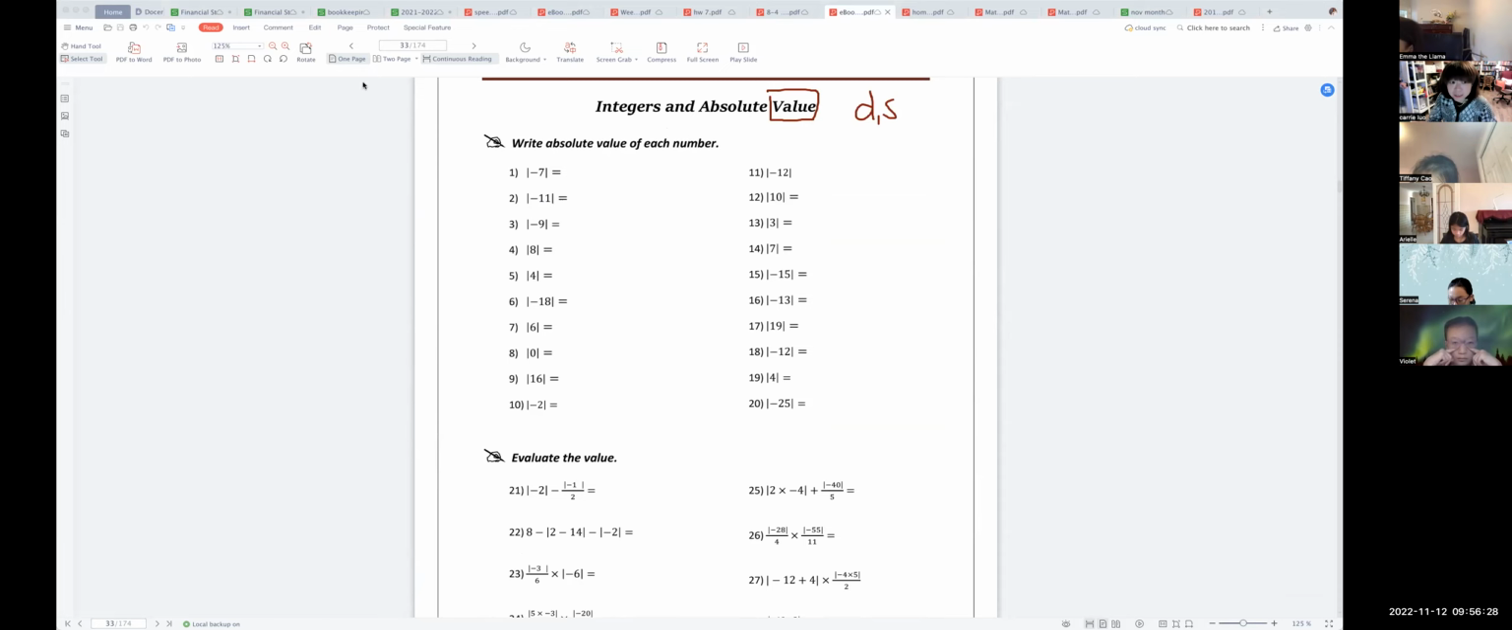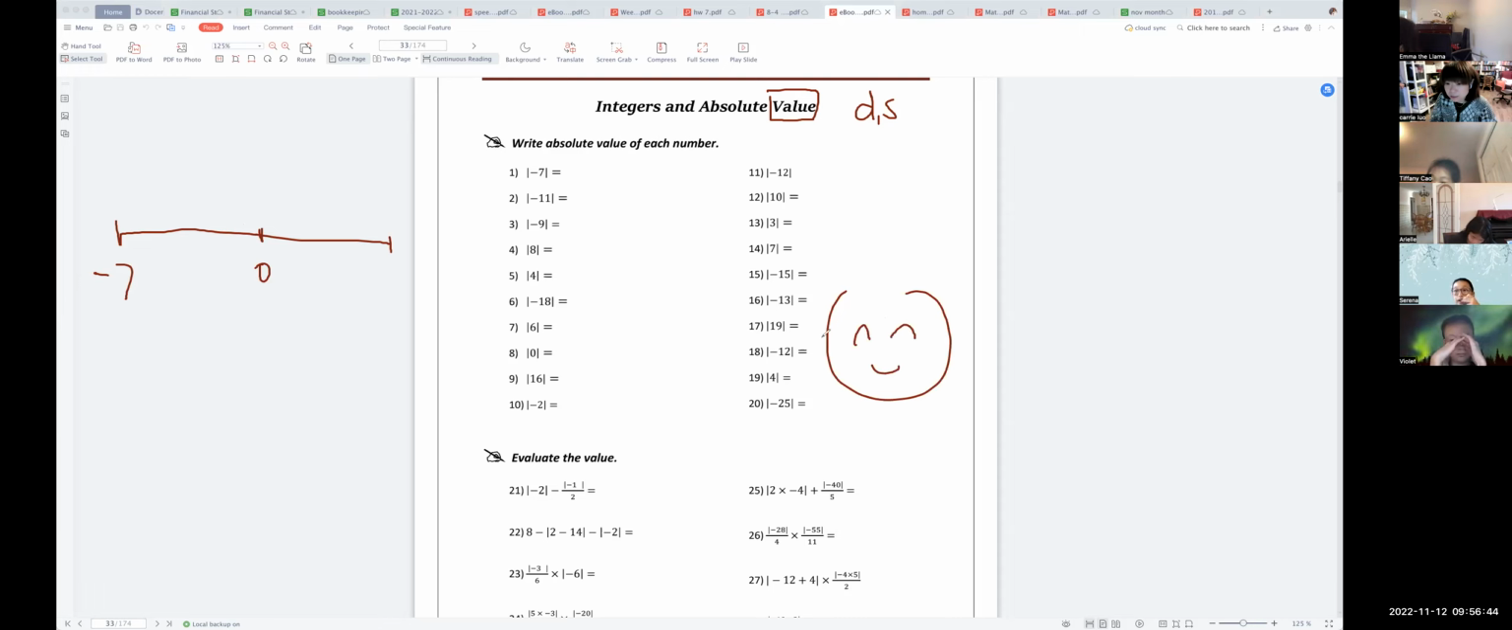So the distance is talking about the distance from this number to 0. Get it, Joseph? OK, good. Emma, look carefully. So 7 to 0, the distance is 7.